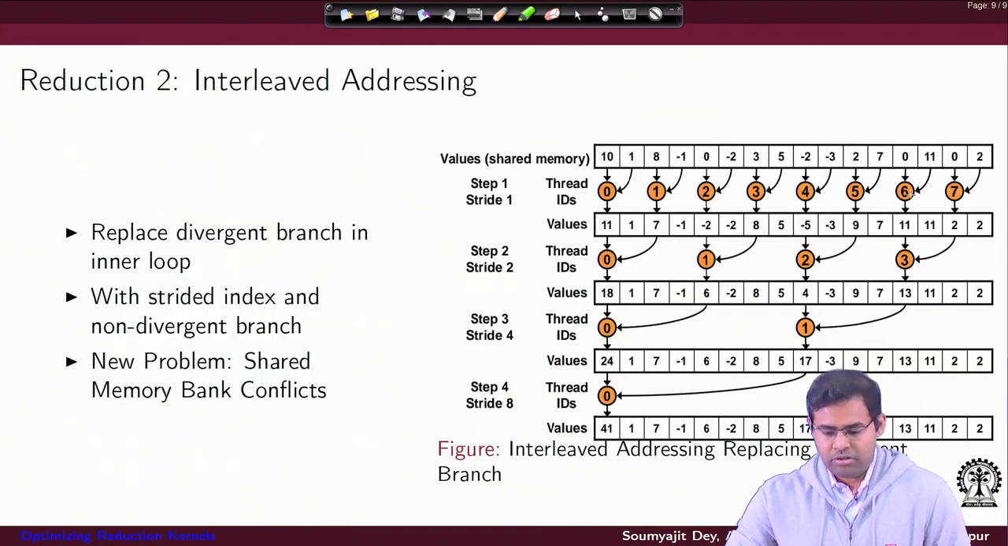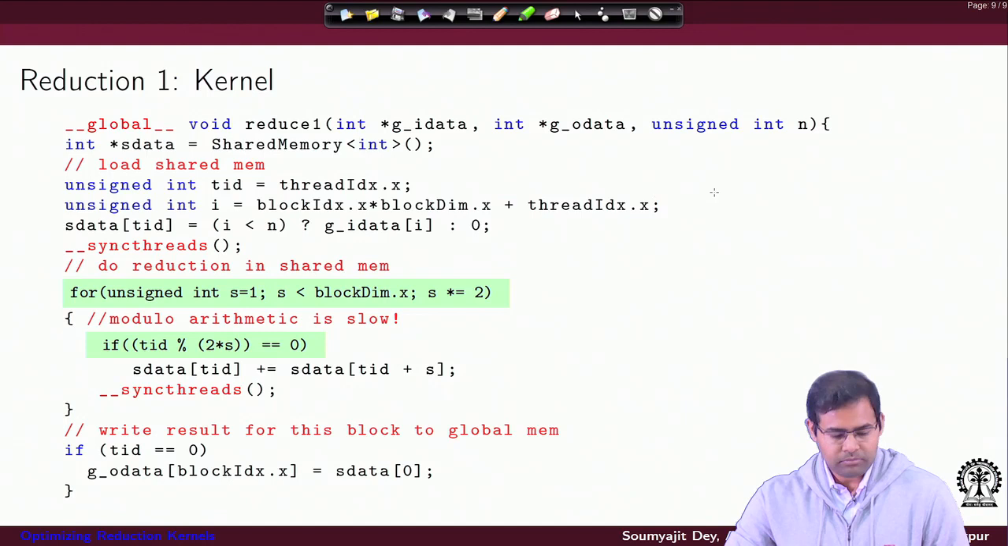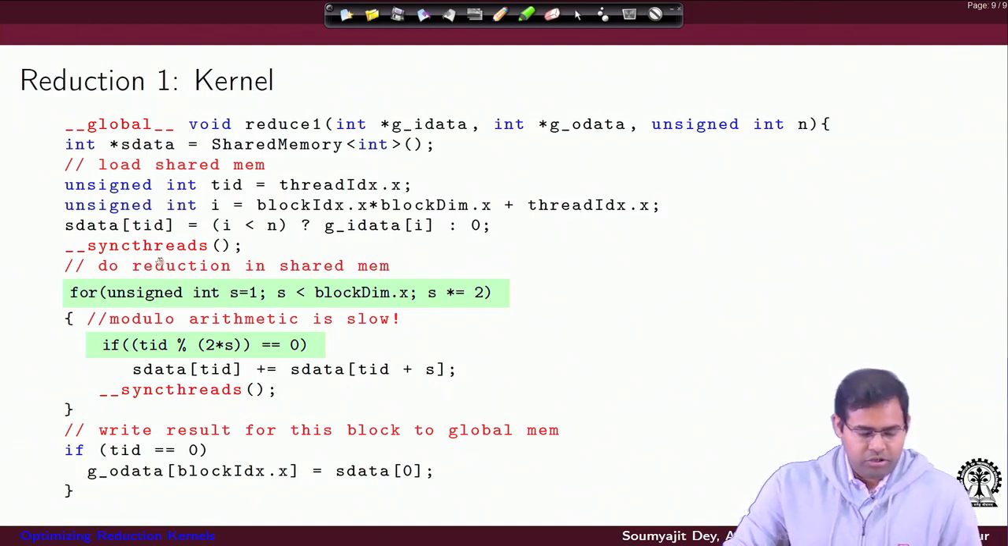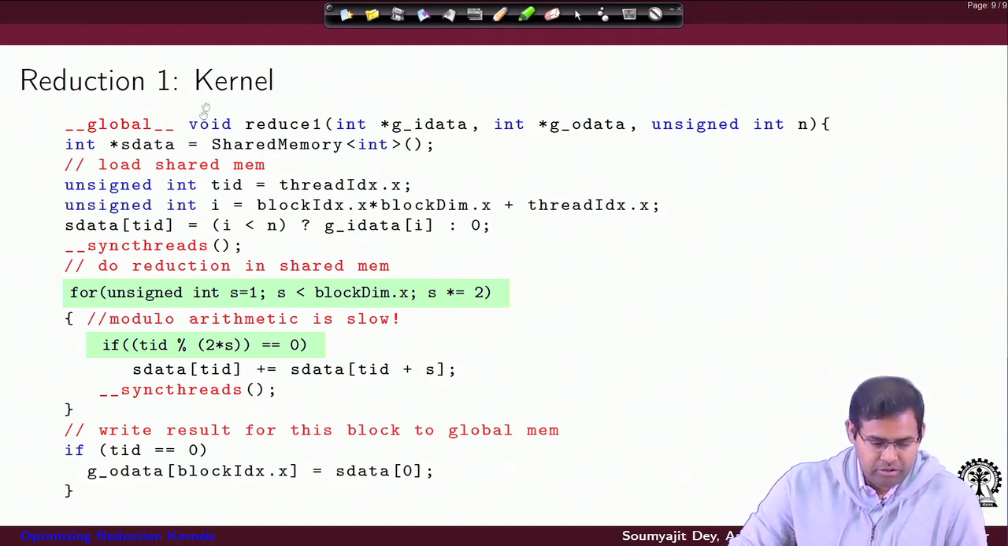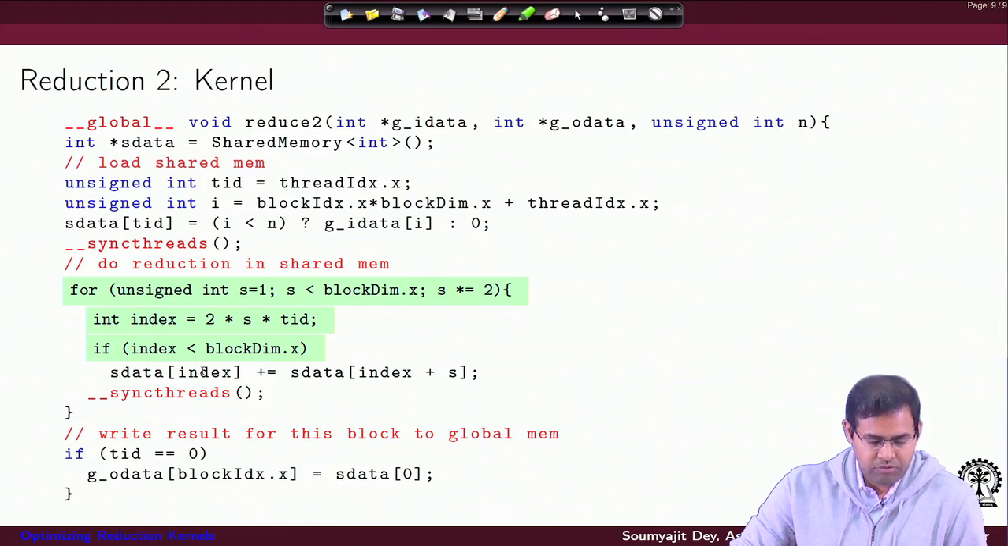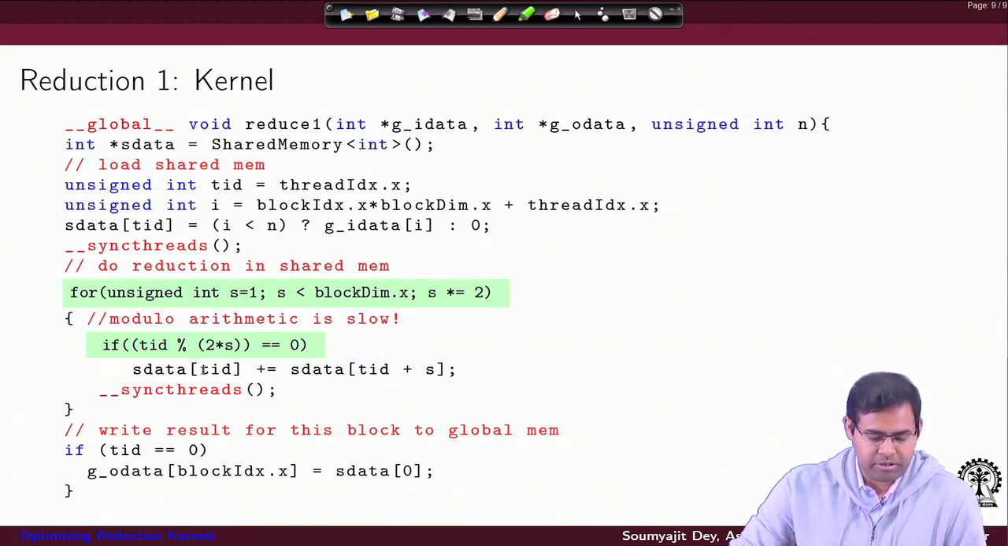So how to do this? Essentially what I want is that my stride is still going to increase from 1 to 4 like that, but the thread ID is going to be like this, right? While doing the reduction in the shared memory, this is just a snapshot of the reduction 1 kernel. These were the problems. The first problem was this TID percentile operation, which was slow and was also creating the divergence. But now we do a different thing. So I have a more complex access expression.